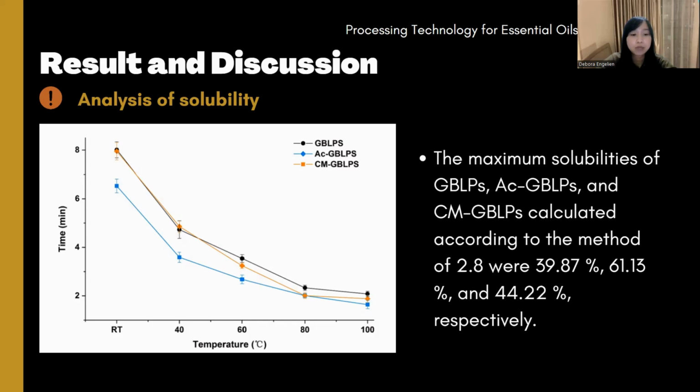It is obvious that ACGBLPS and CMGBLPS show not only improvement in the dissolution rate but also a substantial increase in the maximum solubility, and this is also consistent with what has been reported. In addition, different degrees of substitution can have different effects on polysaccharide solubility. So, Kurita et al. concluded that an acetylation degree of substitution between 0.4 and 0.6 is most favorable for increasing solubility, and the solubility of ACGBLPS was greater than that of CMGBLPS, which may be due to the difference in substitutions.